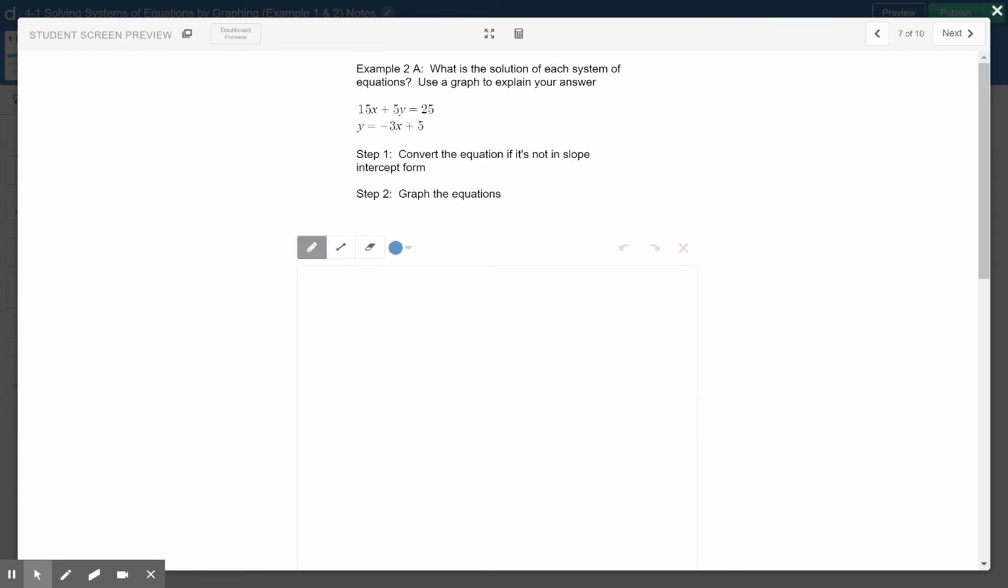Now for example 2, this is where it gets a little bit different. You want to remember that we should have this in slope-intercept form if it's not. So the first equation is not. Let me see if I can draw this better. So I have 15x plus 5y equals 25. Now this is where we did from topic 2.